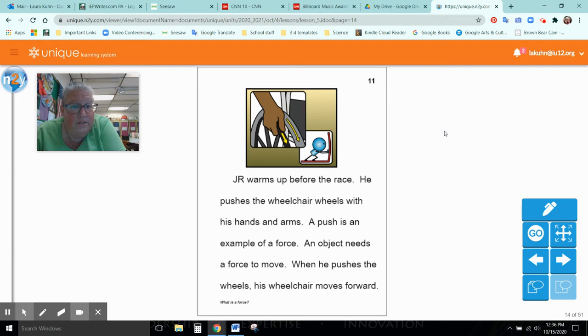So what's force? Force is what an object needs to move. So in order for something to be in motion or move, you have to apply force, okay? So in this case, pushing makes something go toward the way you're pushing, okay?